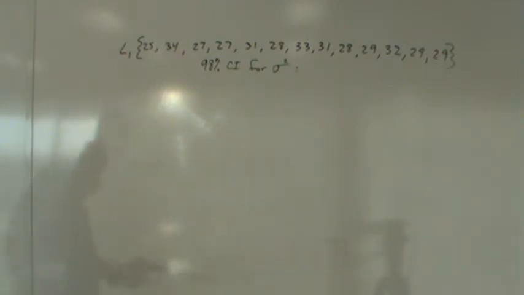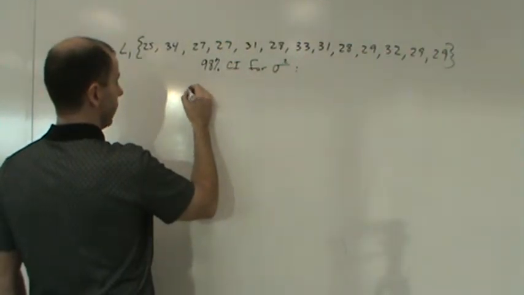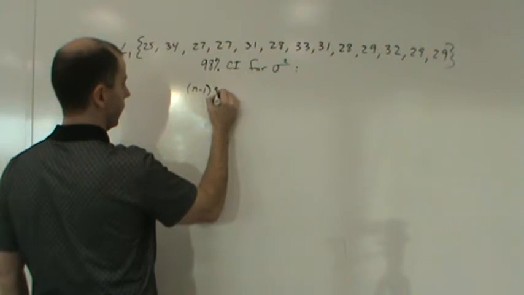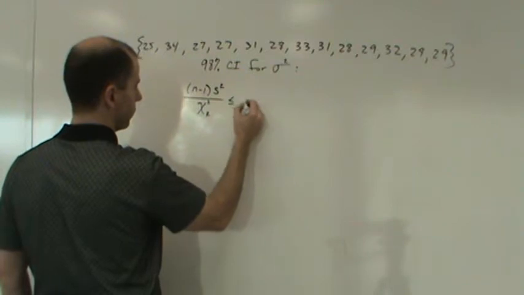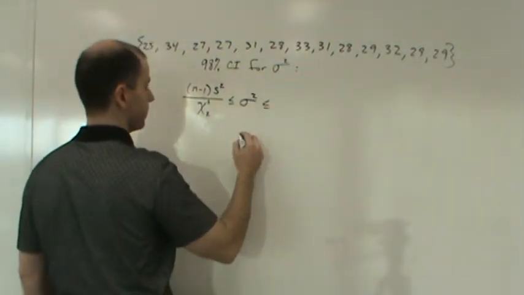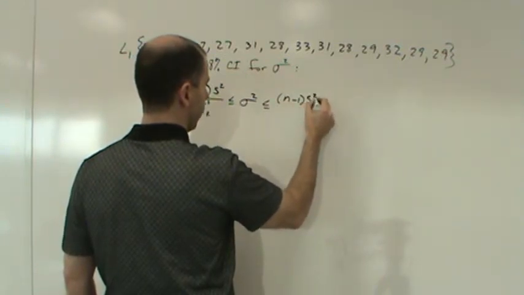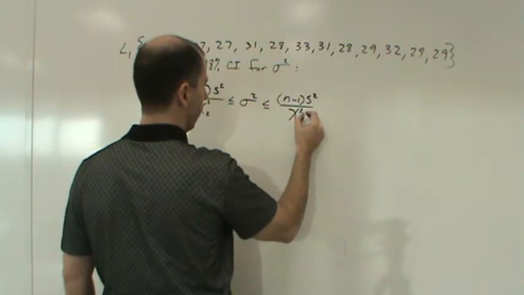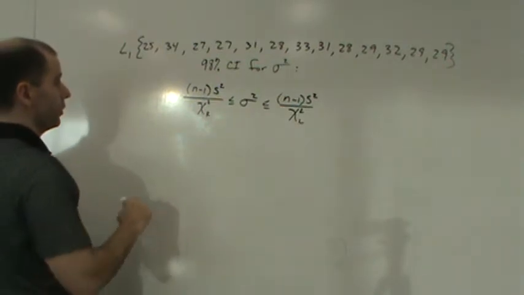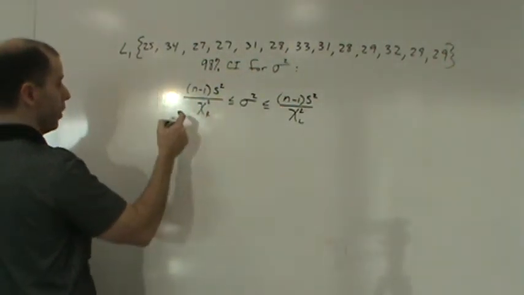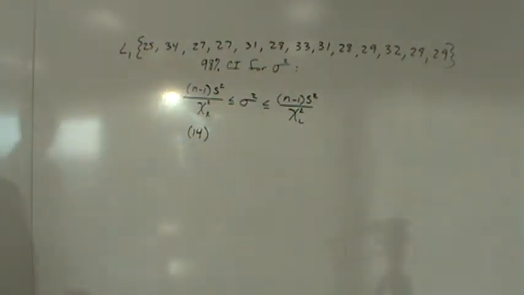So now, what's the formula for the confidence interval? Well, it's going to be n minus 1 times s squared over chi squared r, which is less than or equal to sigma squared, which is less than or equal to the same thing, n minus 1 times s squared over chi squared l. And so I know the degrees of freedom, that's going to be 15 minus 1, so it's going to be 14. Now I don't know s squared, but I'm going to get that from the calculator.